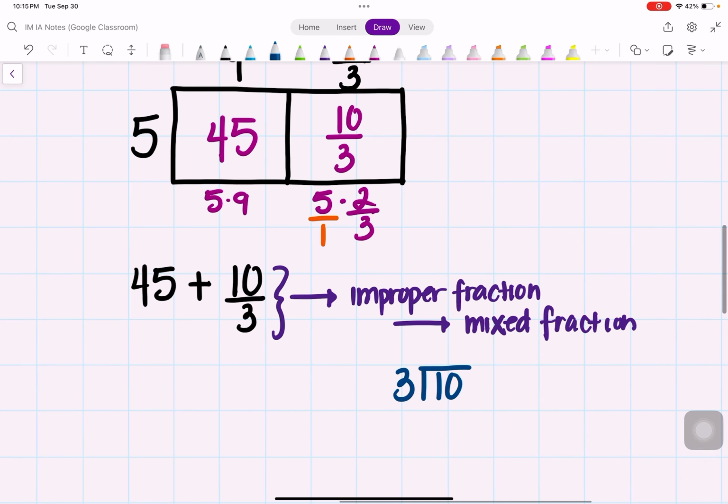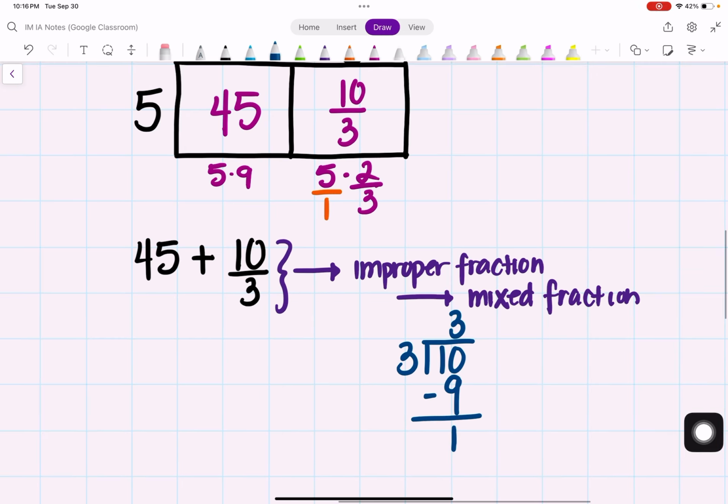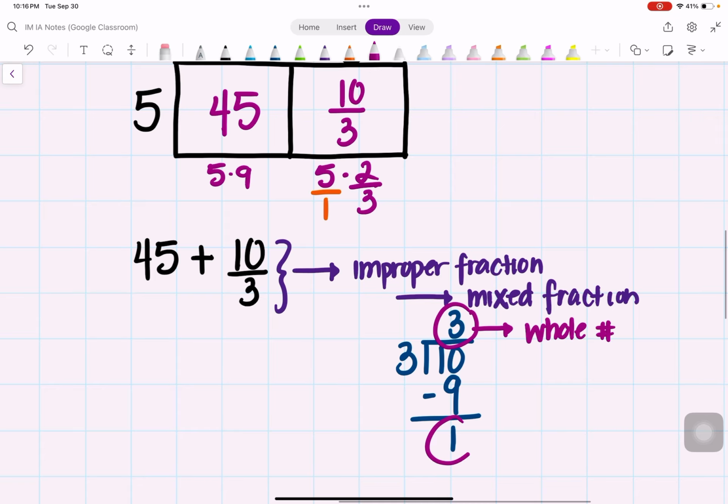That would give me 3 times 3 is 9. So I'm going to subtract. And 10 minus 9, I'm sorry, is going to give us a 1. So then in this case, guys, this 3 is going to represent our whole number in the mixed fraction. This one here is going to be our numerator. And this one here is going to be our denominator.